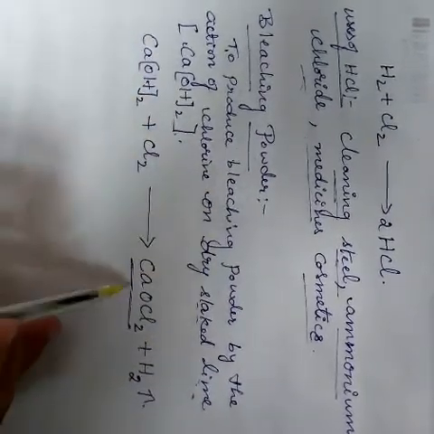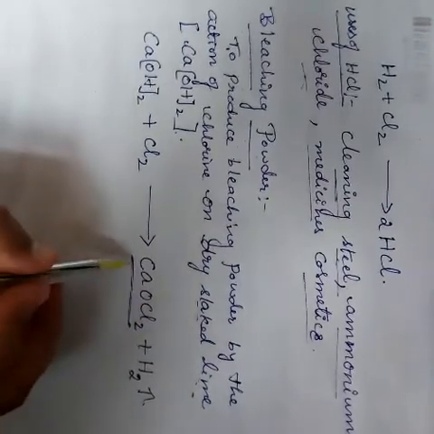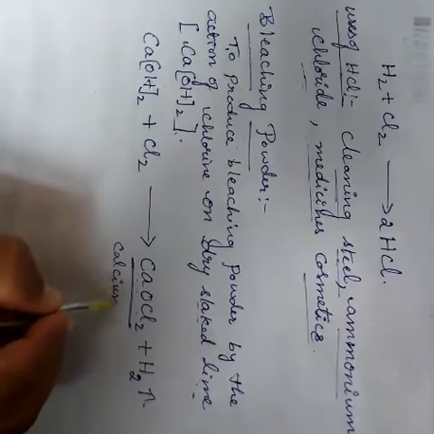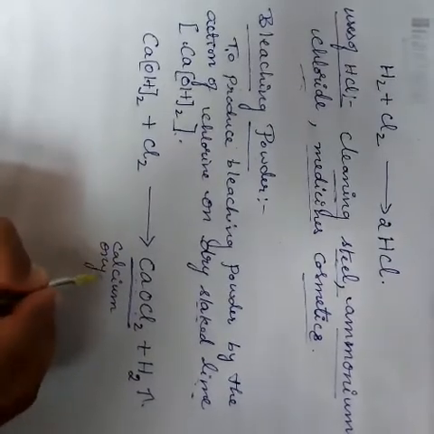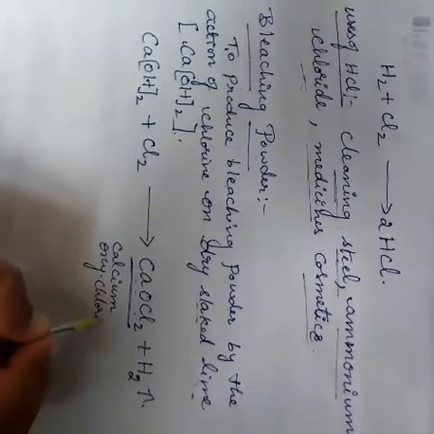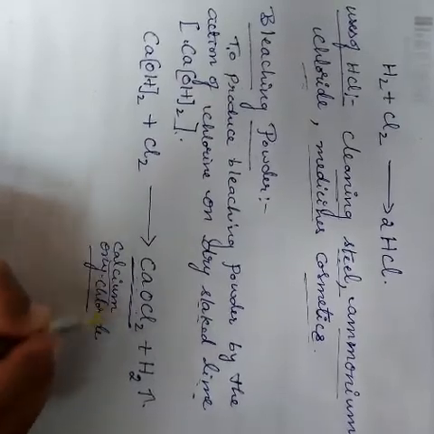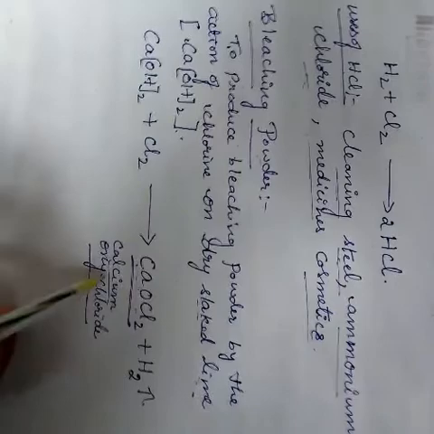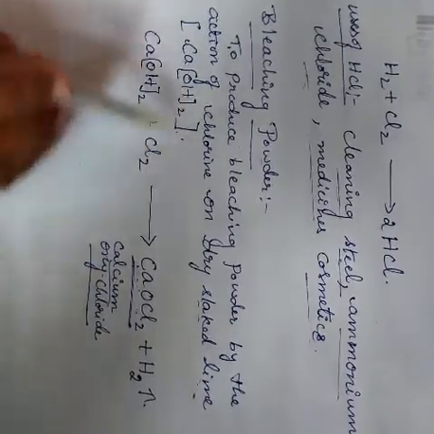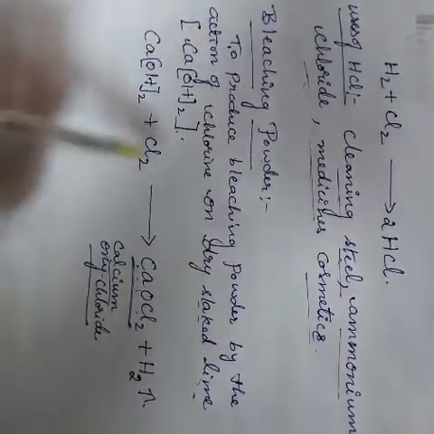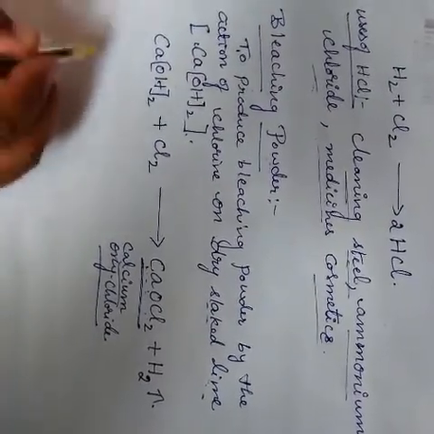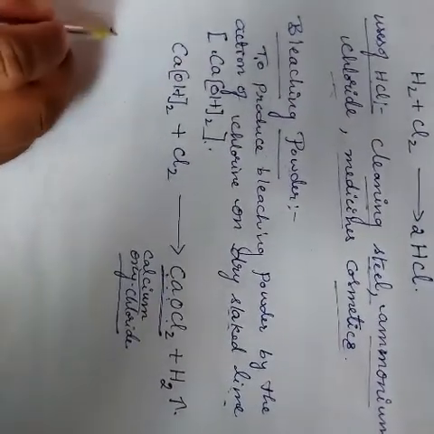The common name is bleaching powder, but the scientific name is calcium oxychloride. Okay, this is the formation of bleaching powder. Next we go to its uses, where bleaching powder is used.